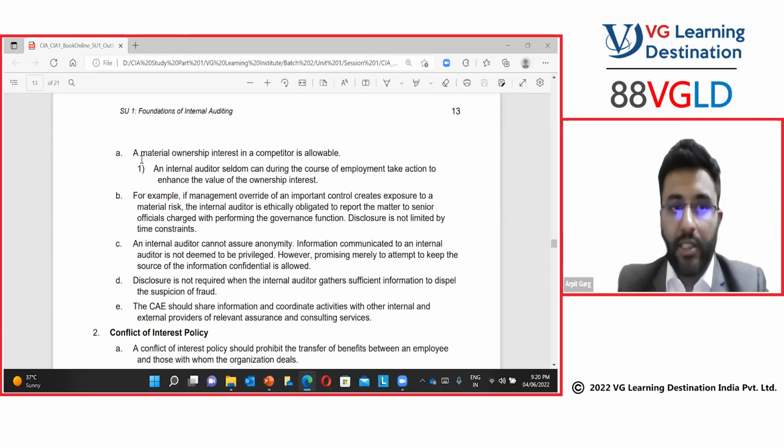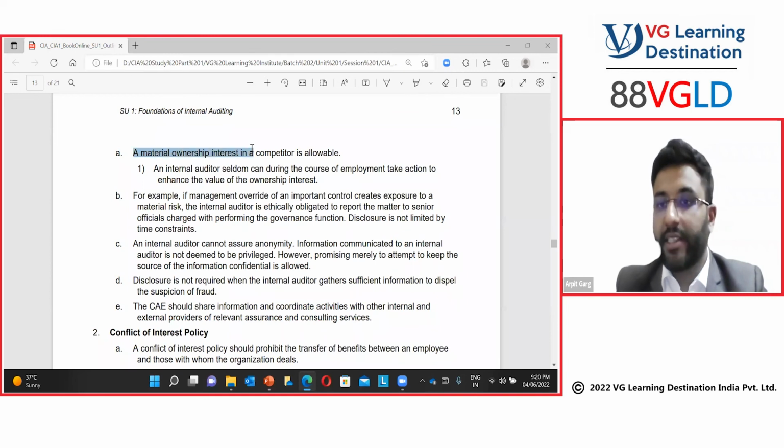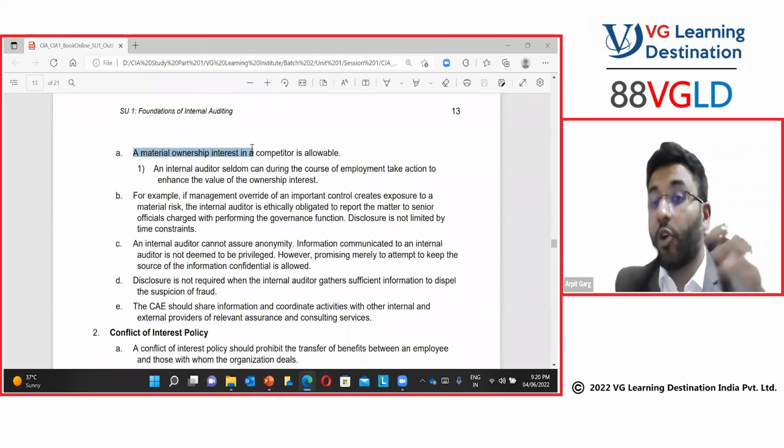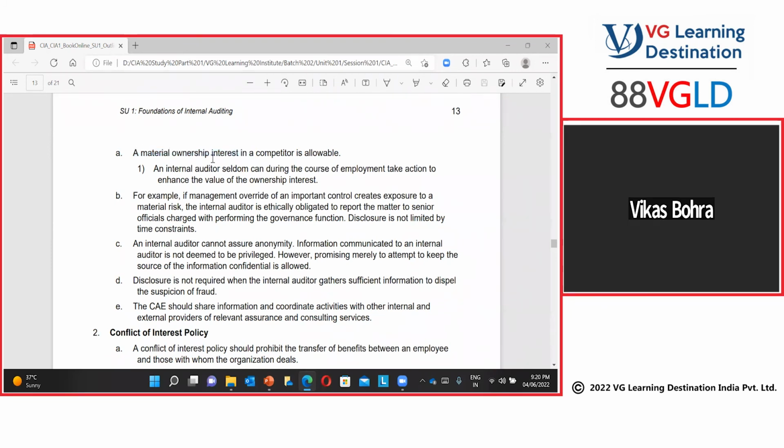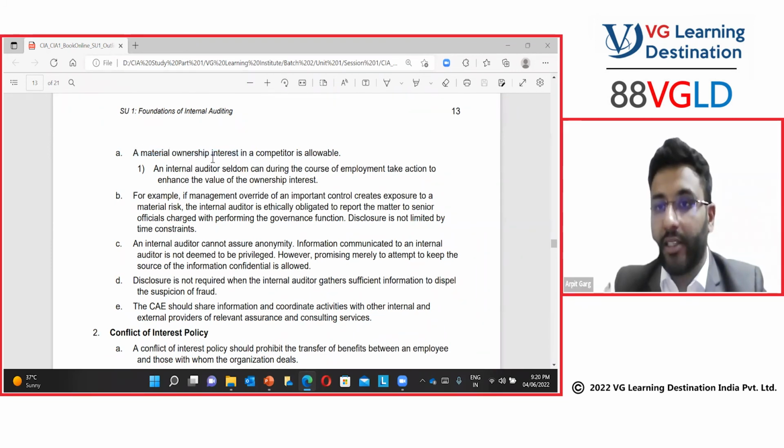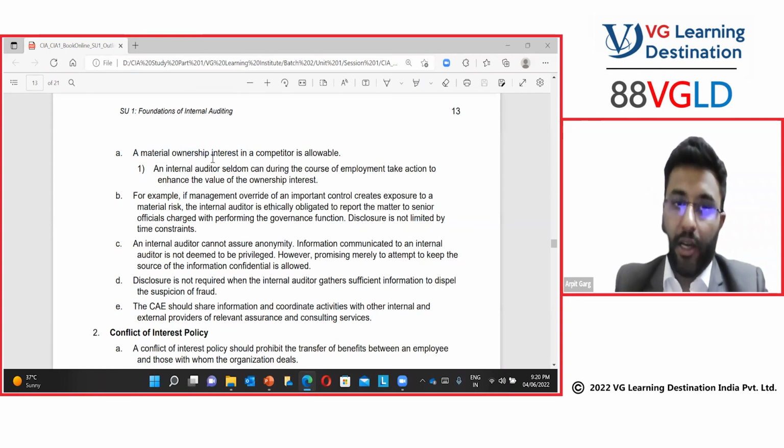All right. So let's quickly cover this. It says a material ownership. Now this is again important, folks. This is an important example. Let's say I have a material ownership in a competitor. Is that still impairing the objectivity? Yes or no? No. In that case, no. Okay. Please remember, material ownership within the organization is impairing objectivity. Material ownership in a competitor is allowable.